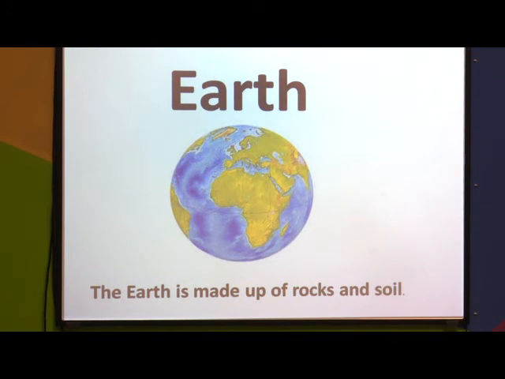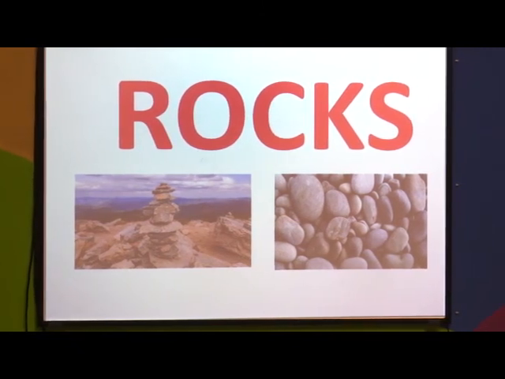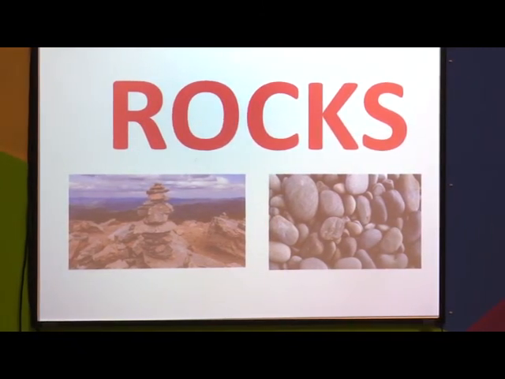Now see what I have written. The earth is made up of rocks and soil. Understood? I will repeat again. The earth is made up of rocks and soils. Keep it in your mind. We will move to the next point. Can you see here? What can you see? These are the rocks. On the earth previously, what was there? Only rocks were available. These types of rocks.